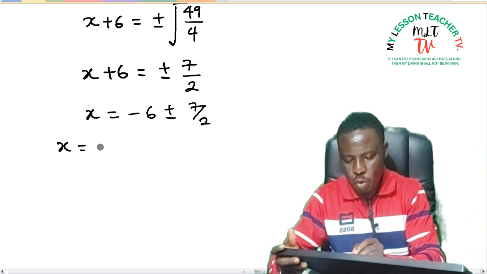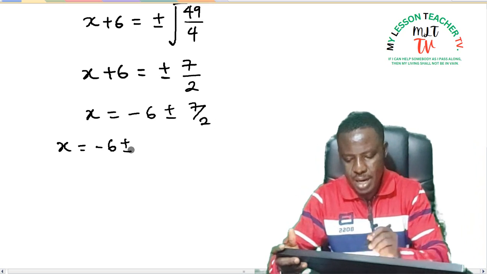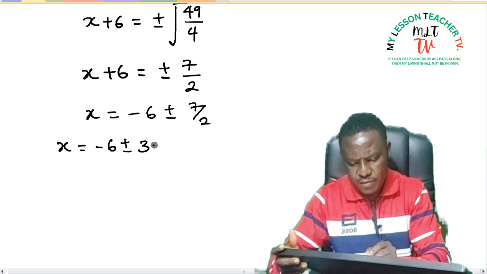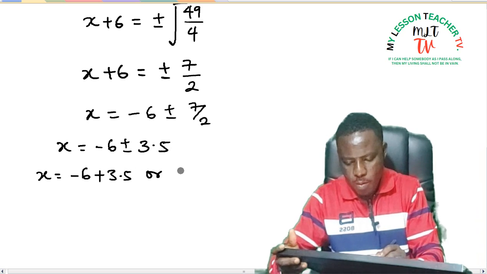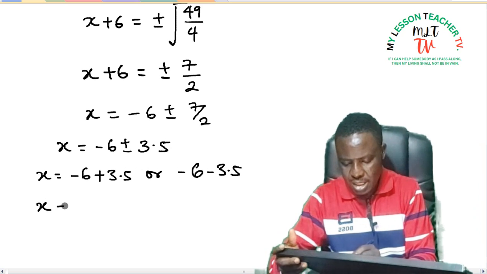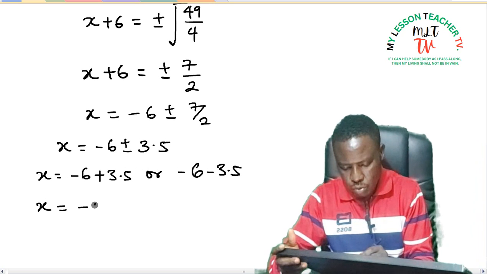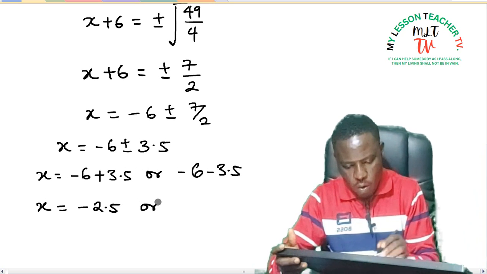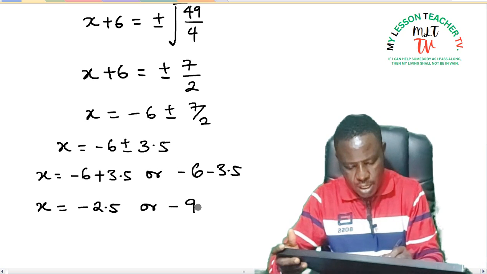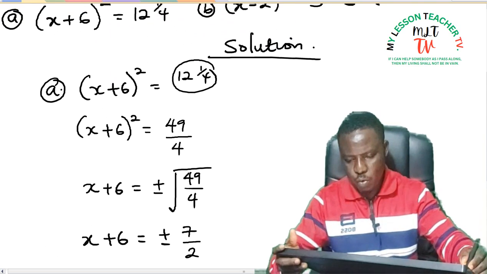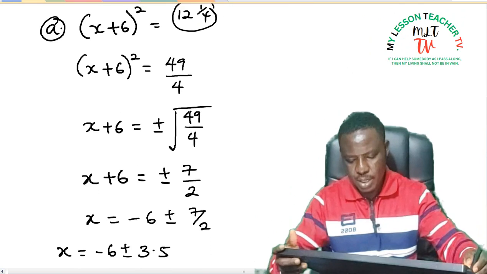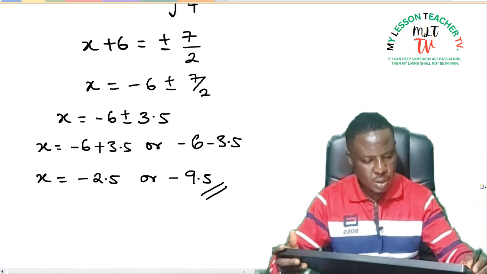So x is equal to minus 6 plus or minus 7 divided by 2, which is 3.5. So you have x to be equal to minus 6 plus 3.5, or minus 6 minus 3.5. That means that x is equal to minus 2.5 or minus 9.5 when you simplify them. So this is how you can get the solution when the question is in this form.